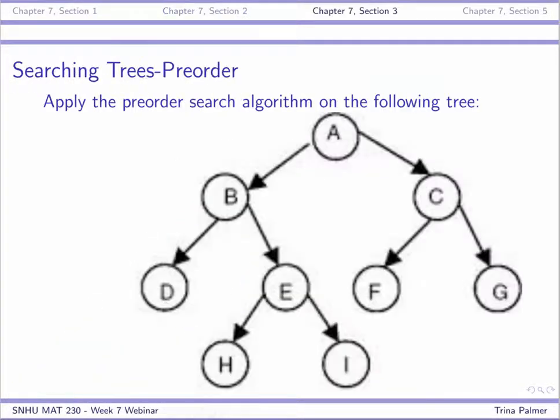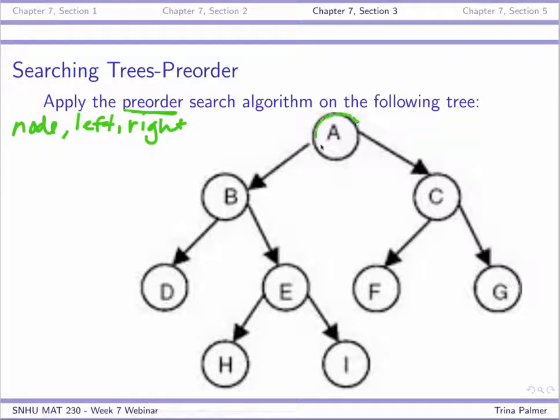Alright. To search trees, there's three different kinds of search methods. There's pre-order. So pre-order is node or vertex, left, right.